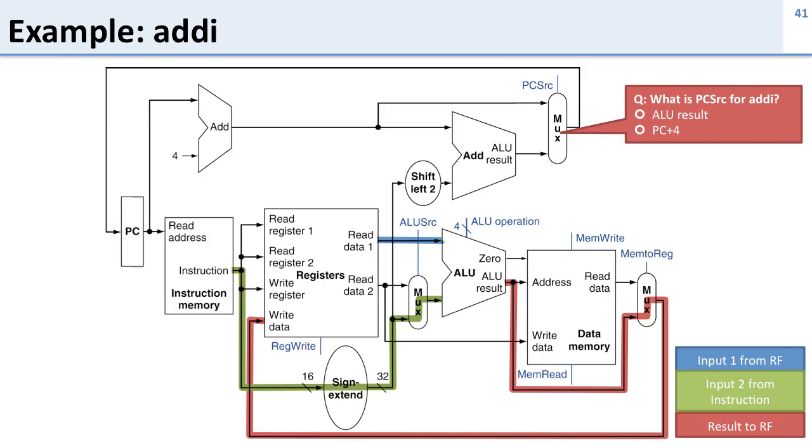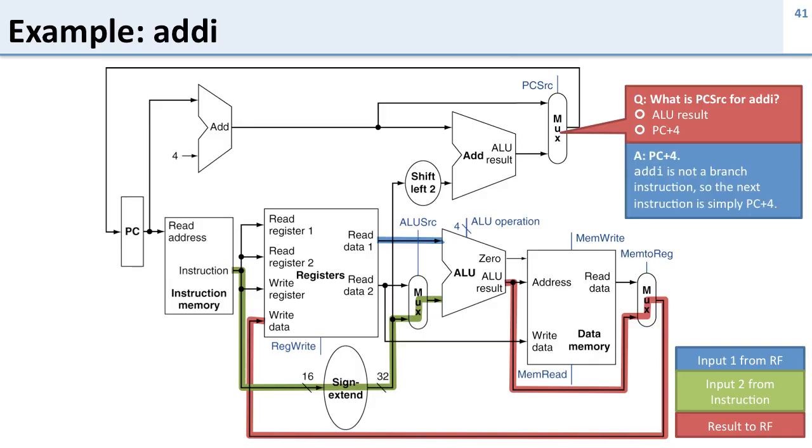So here's a question. What is PC source for addi? For this instruction, are we going to choose the output ALU result from the branch, or are we going to choose PC plus 4? Well, we're going to choose PC plus 4, and that's simply because addi is not a branch, so we always go on to the next instruction. So for this mux here, we're just going to take the PC plus 4.